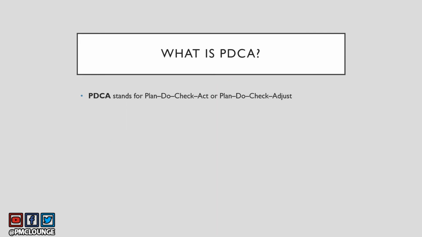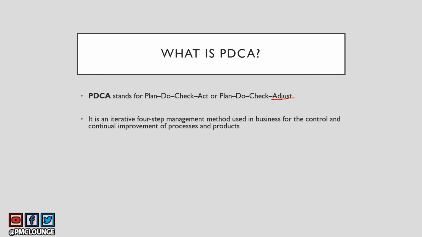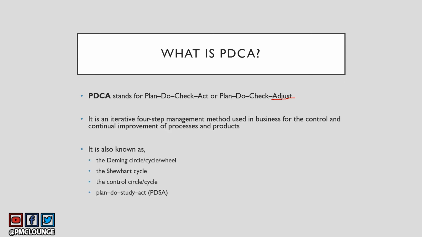Some more text on PDCA here. PDCA does stand for Plan, Do, Check, Act, but in certain texts you will find it as Plan, Do, Check, and Adjust. Again, it is a four-step management method, an iterative four-step management method used in business for the control and continual improvement of processes and products. Now, these are some of the other names.